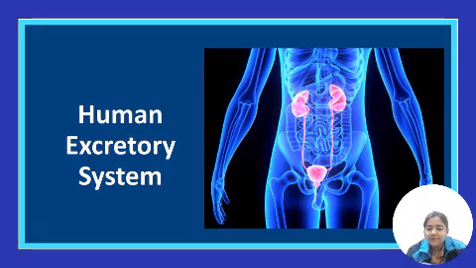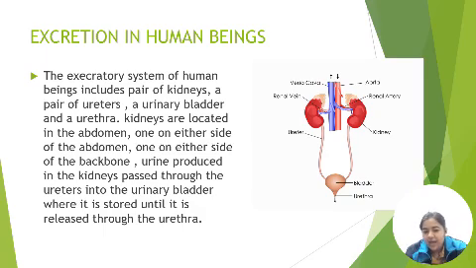Hello everyone. In today's video, we are going to study the human excretory system. Firstly, we have to focus on what the parts of the human excretory system are. In this picture, we can see two bean-shaped structures. These are called the pair of kidneys.